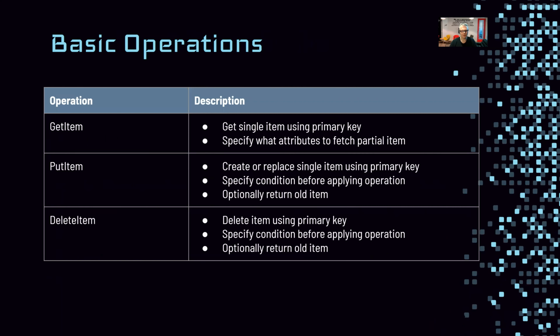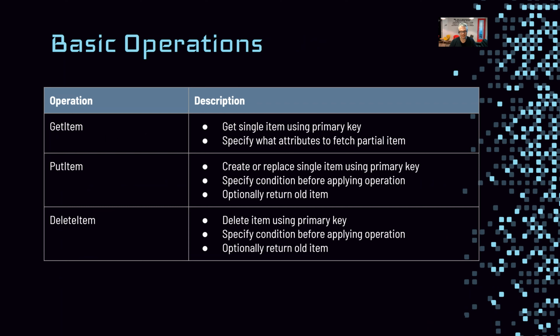Great. So the most basic operations are get, put, and delete. They're exactly what you expect them to be, your typical CRUD operations. They have a couple of variations. For example, on the get operation, you can tell it that you don't want the entire row back, you only want certain columns. So basically, it fetches a partial result for you as opposed to the entire row. From a billing perspective, you still get billed for the entire row.